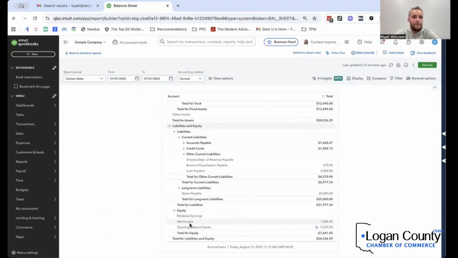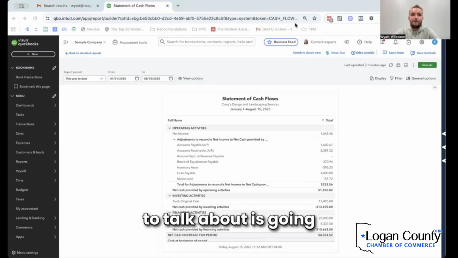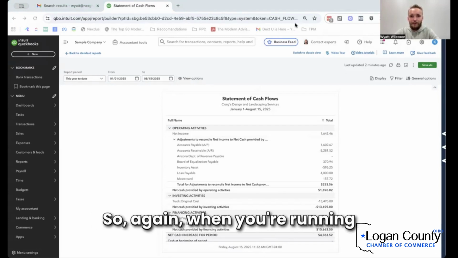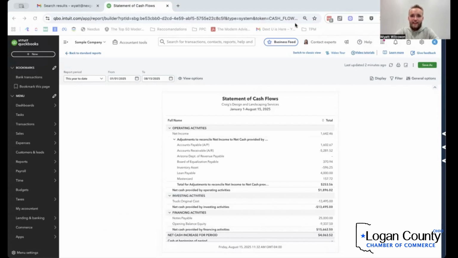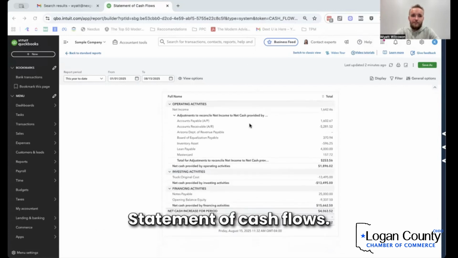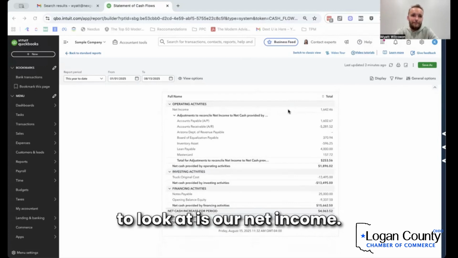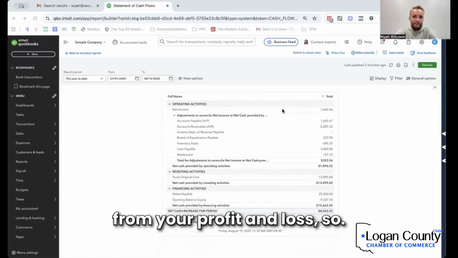All righty, and the final report that we're going to talk about is going to be the statement of cash flows. So again, when you're running these reports, if you want to compare apples to apples, you need to make sure the date is correct. So here we go, statement of cash flows. The first thing we're going to look at is our net income. Again, this will flow all together from your profit and loss.